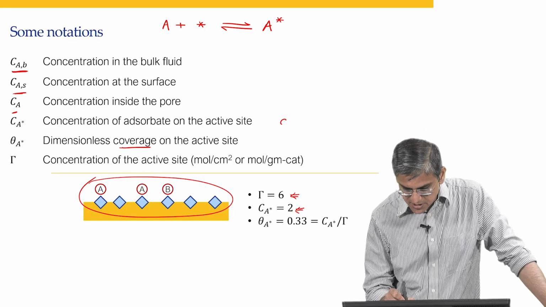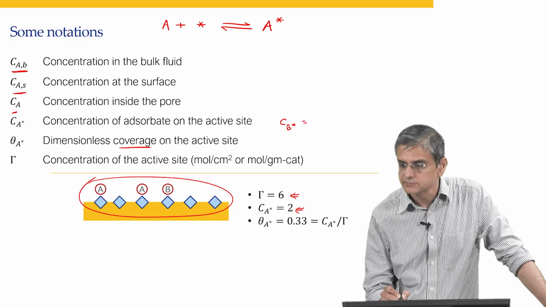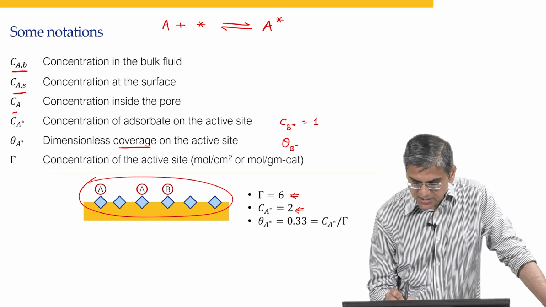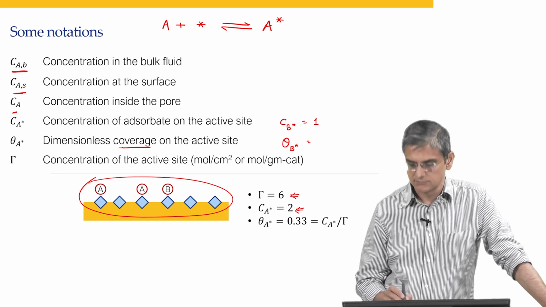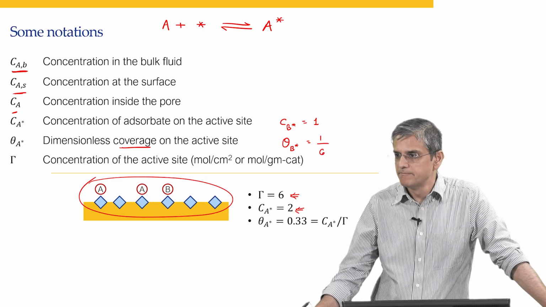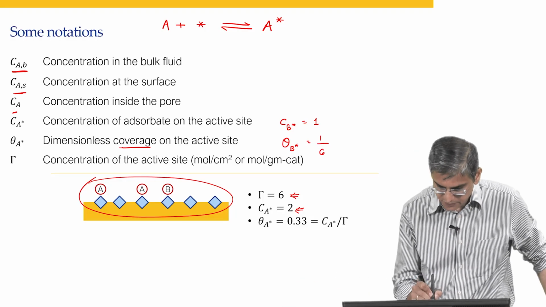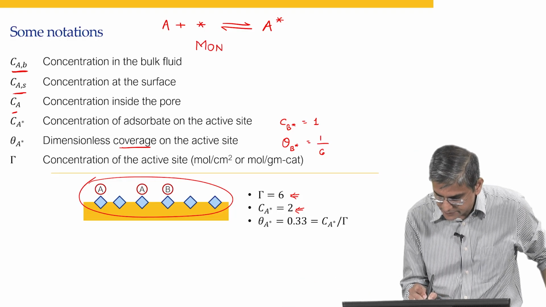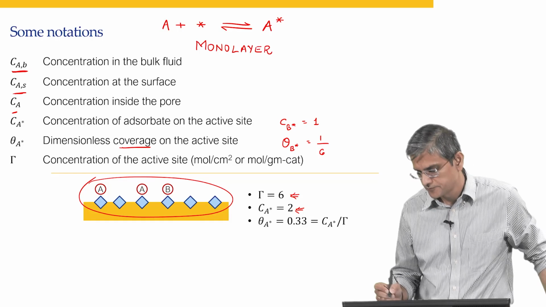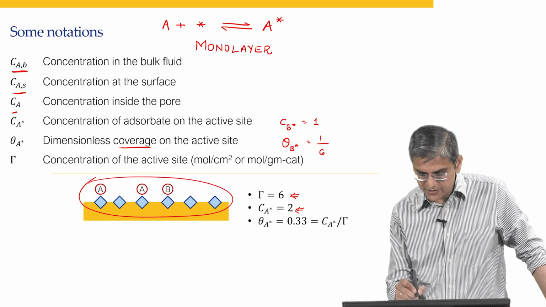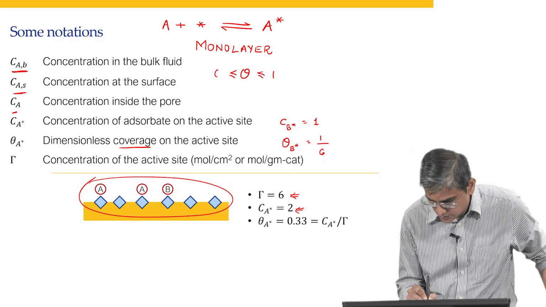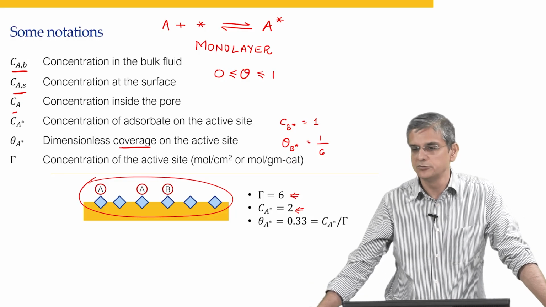What is CB star? 1. So, what is theta B star? 1 by 6. In all of these cases, we are going to assume monolayer. Therefore, our thetas are going to necessarily take a value between 0 and 1.